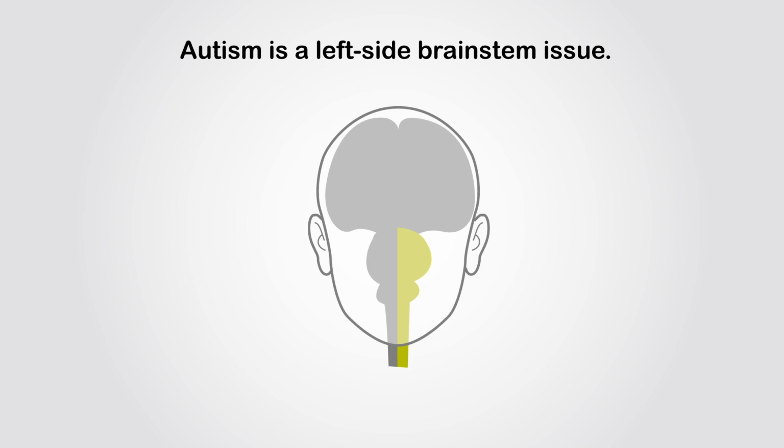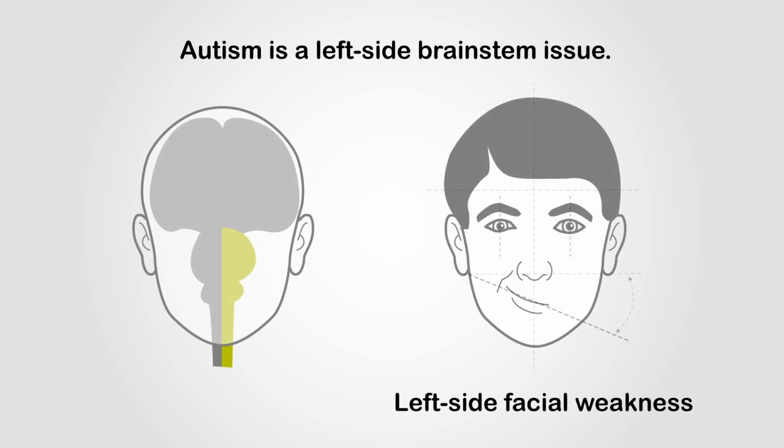Remember when I said that one of the things the brainstem does is control your facial muscles? If you have a problem with one side of your brainstem, it might cause one of your eyes to not point where it's supposed to go, or your smile not to be even. With autism, it's a left-sided brainstem issue. That means the left side of your face may show some weakness.